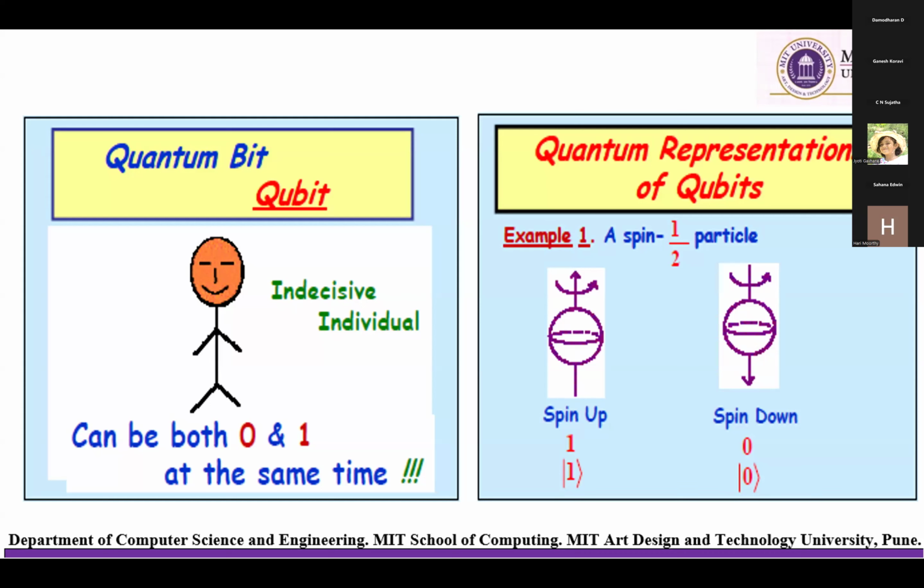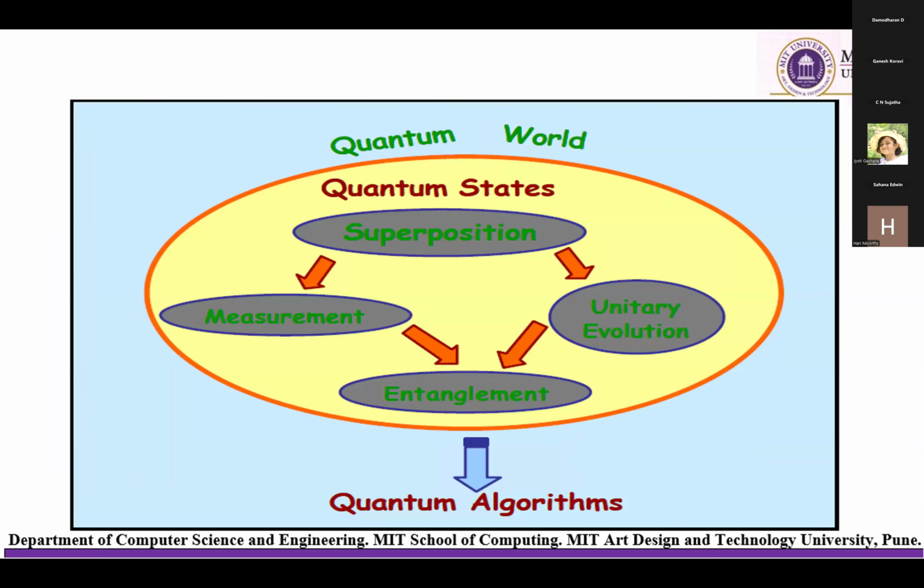One common representation of a qubit is through a spin-1/2 particle, where the spin up state is denoted as 1, and the spin down state is denoted as 0, reflecting the quantum mechanical properties of subatomic particles. Quantum states are the foundation of quantum computing, and their manipulation is key to the development of quantum algorithms. Several quantum phenomena govern these states.